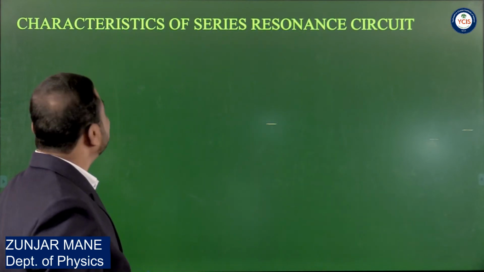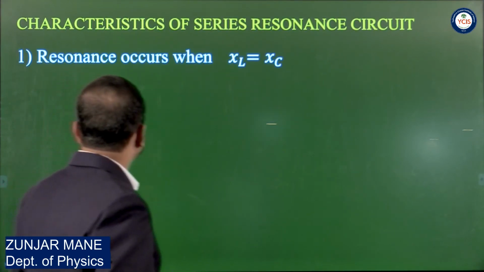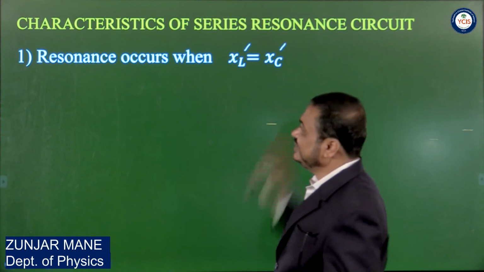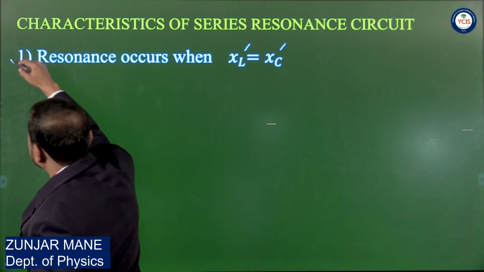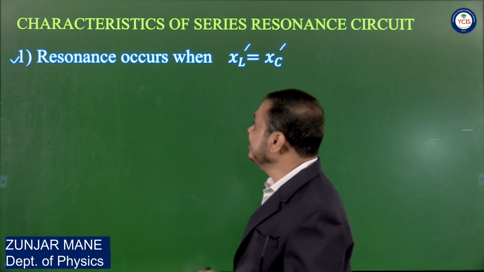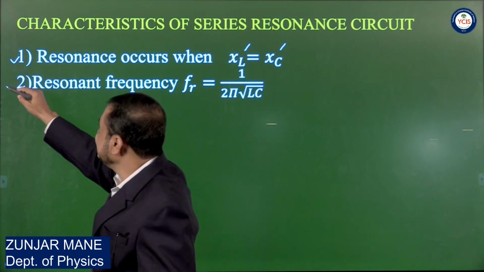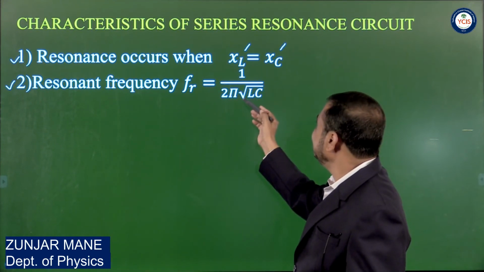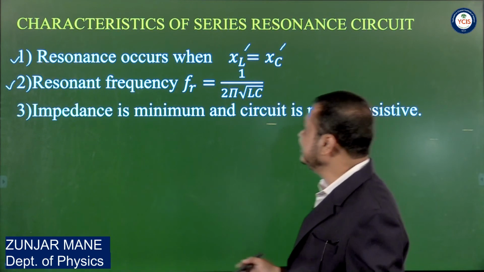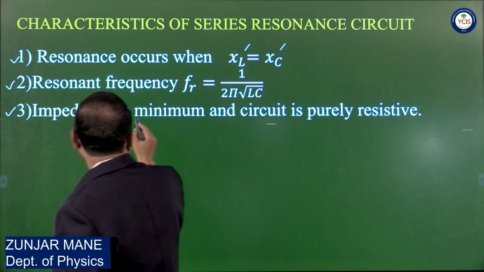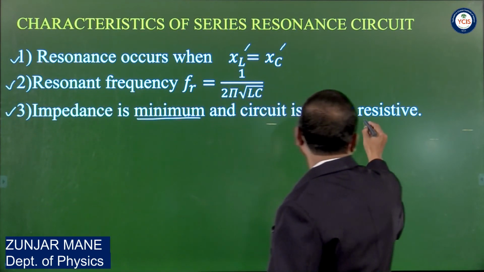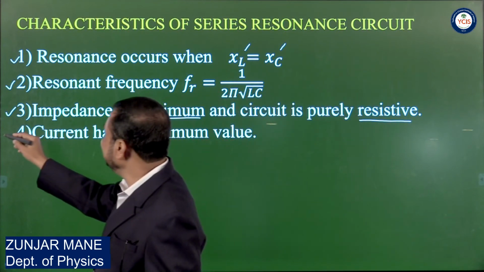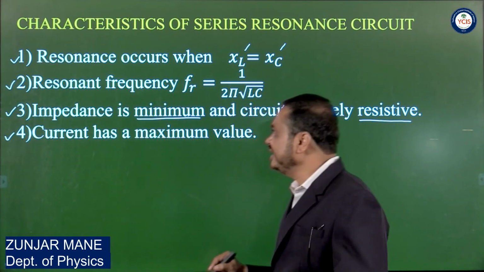So what are the characteristics of a series resonance circuit? First, resonance occurs when inductive reactance is equal to capacitive reactance, so at series resonance XL is equal to XC. Second, the series resonance frequency is given by FR equals 1 upon 2 pi under root LC. Third, at series resonance the impedance is minimum and the circuit is purely resistive, that is, Z is equal to R. Then the current has a maximum value because Z has a small value.